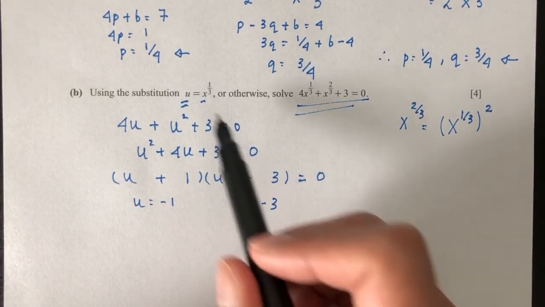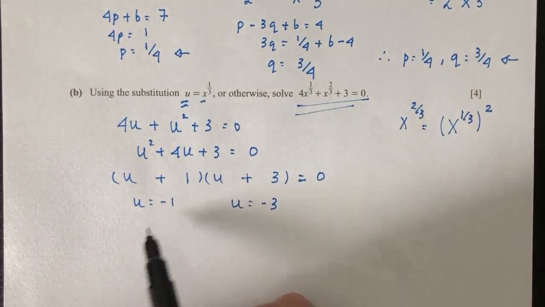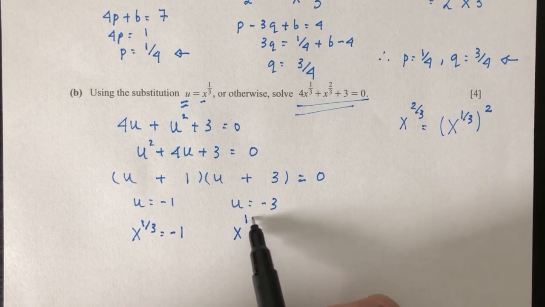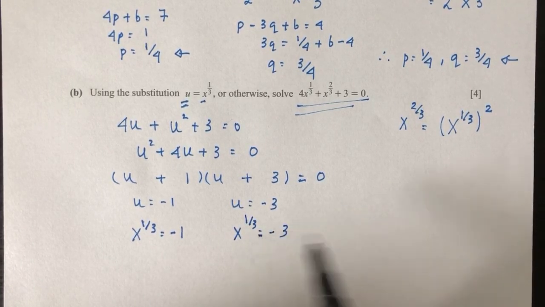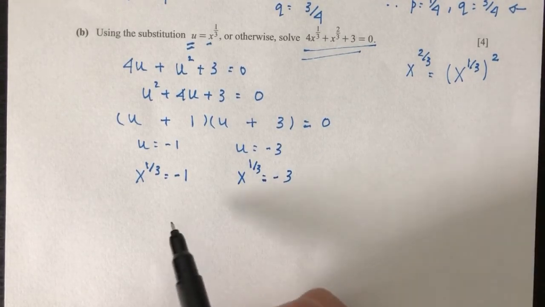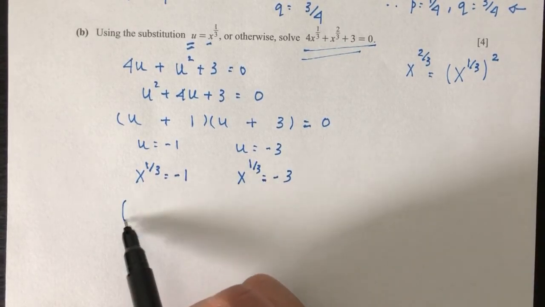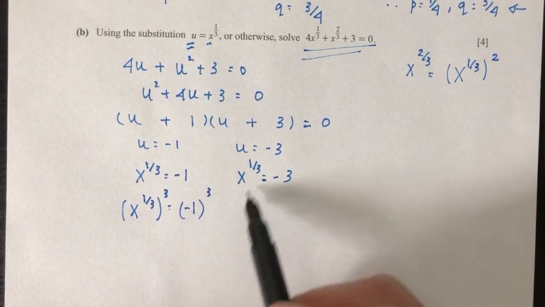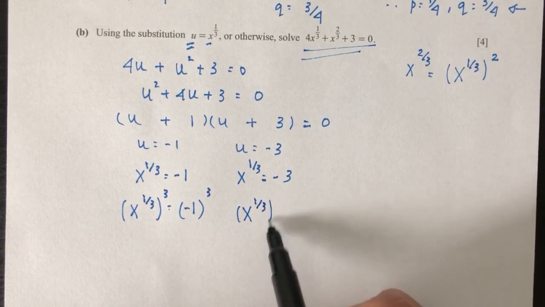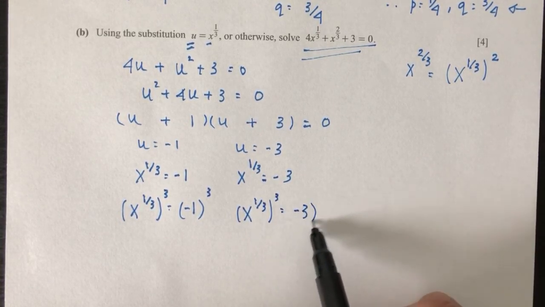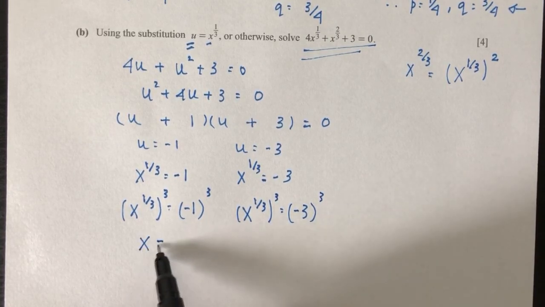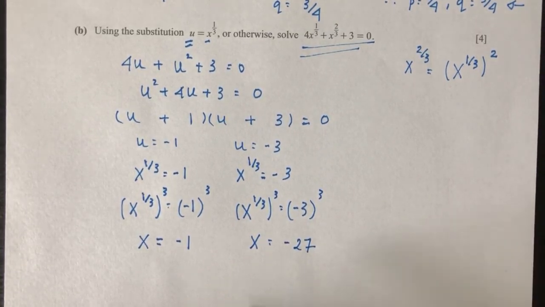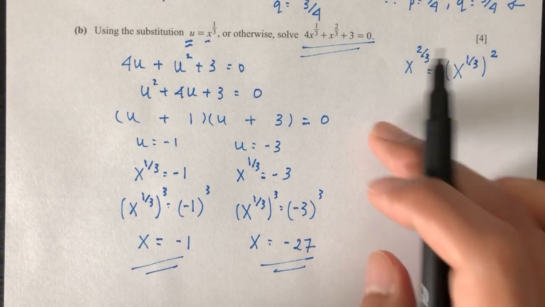Now we have to actually find the value of x. So we have to bring this back here. So u is x^(1/3), equal to minus 1 and x^(1/3) equal to minus 3. So what can we do here? We can multiply both sides by the power of 3. So let's do that. Here as well, power of 3. So x equals minus 1, x equals minus 27. These will be your two values of x for this question.